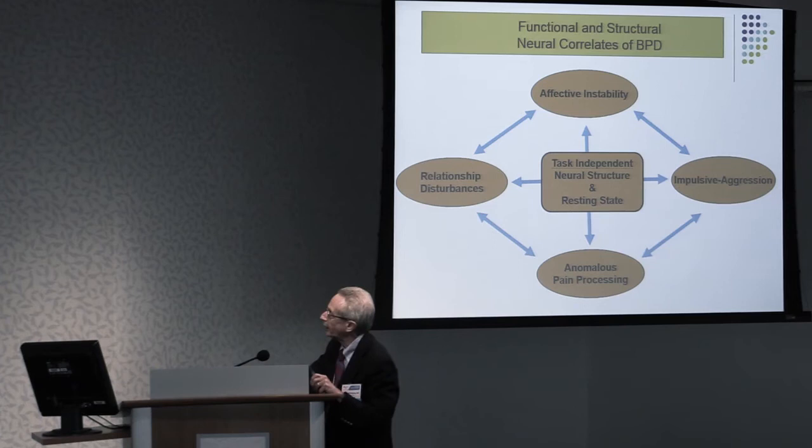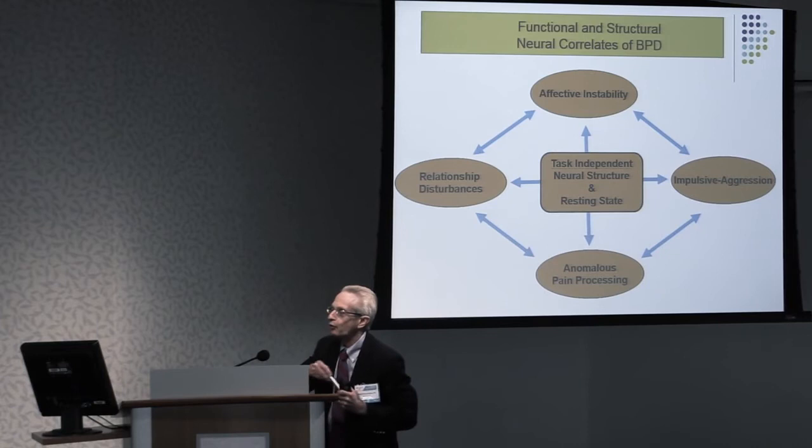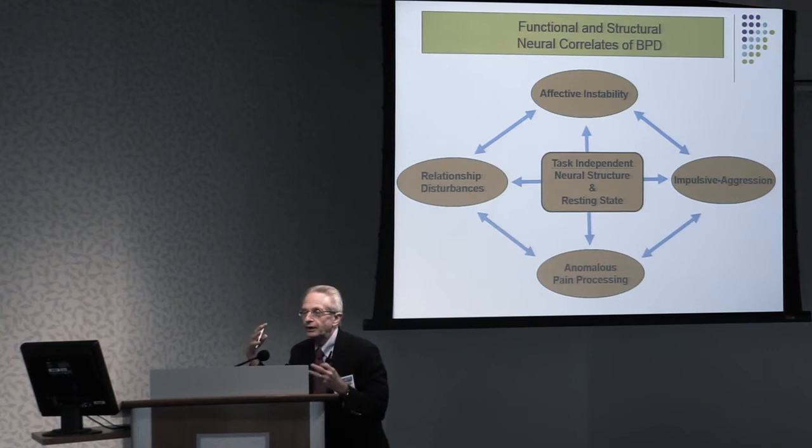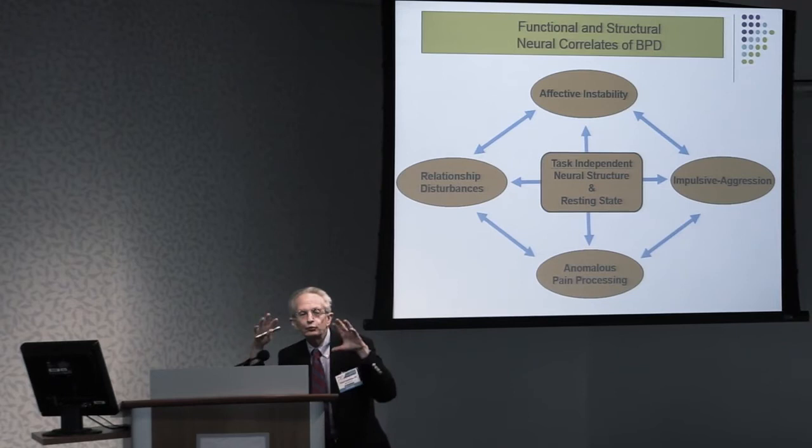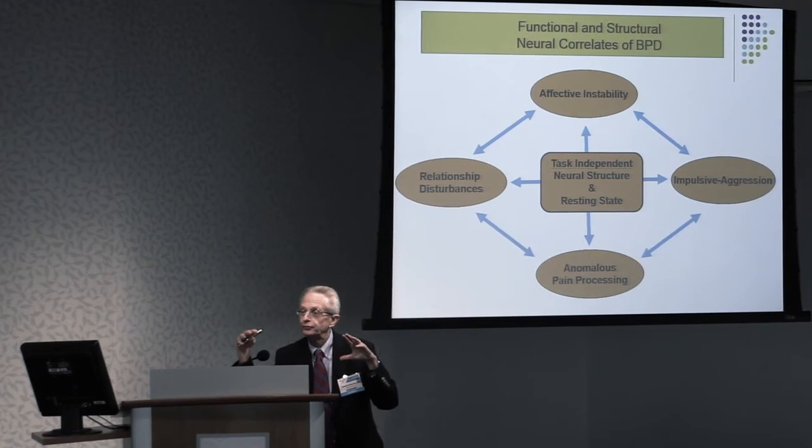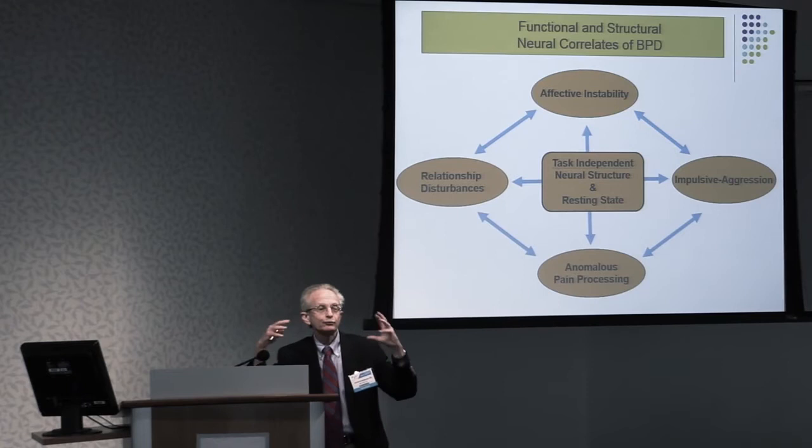The center box, what I'm calling task-independent features. These are the core features of the personality disorder. Baseline, the brain structures of people with borderline personality disorder, and also the baseline network connections in the brains of people with borderline personality disorder at rest. Just how the various parts of the brain relate to each other when the person is at rest tells us something about the functional connectivity.